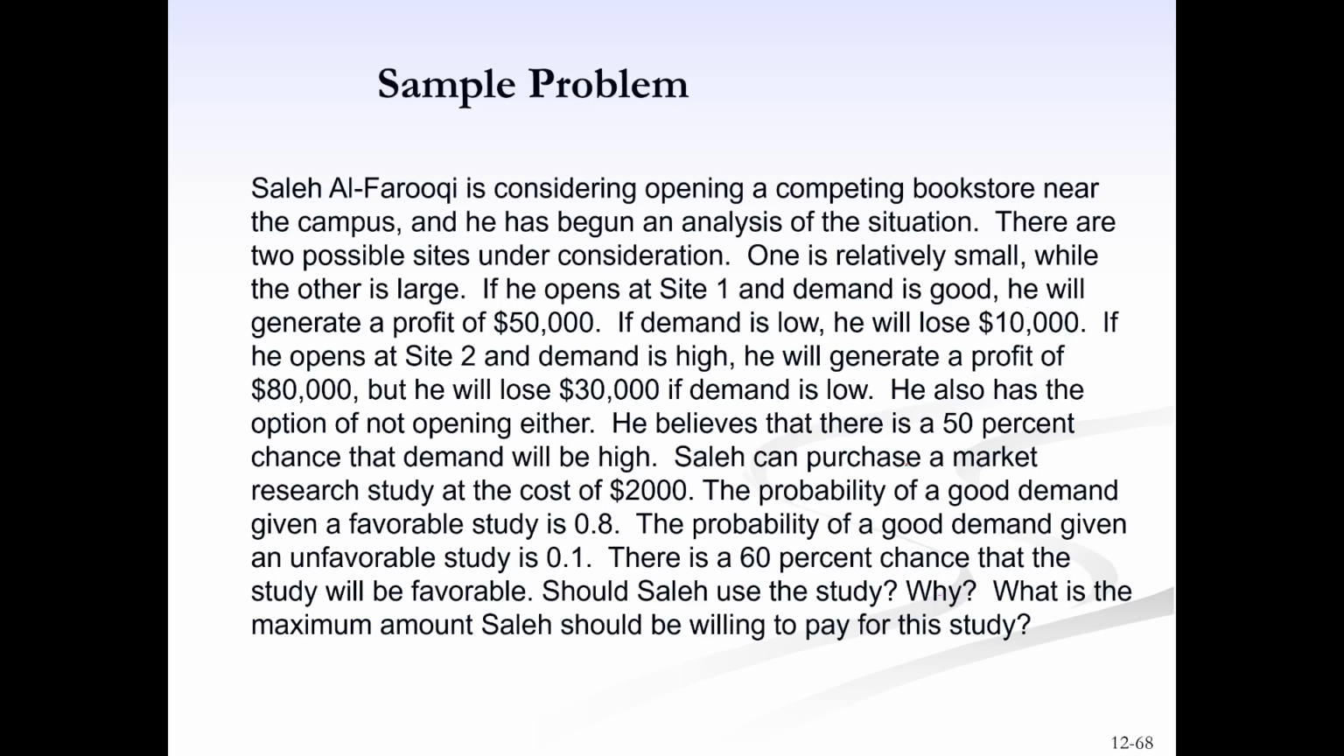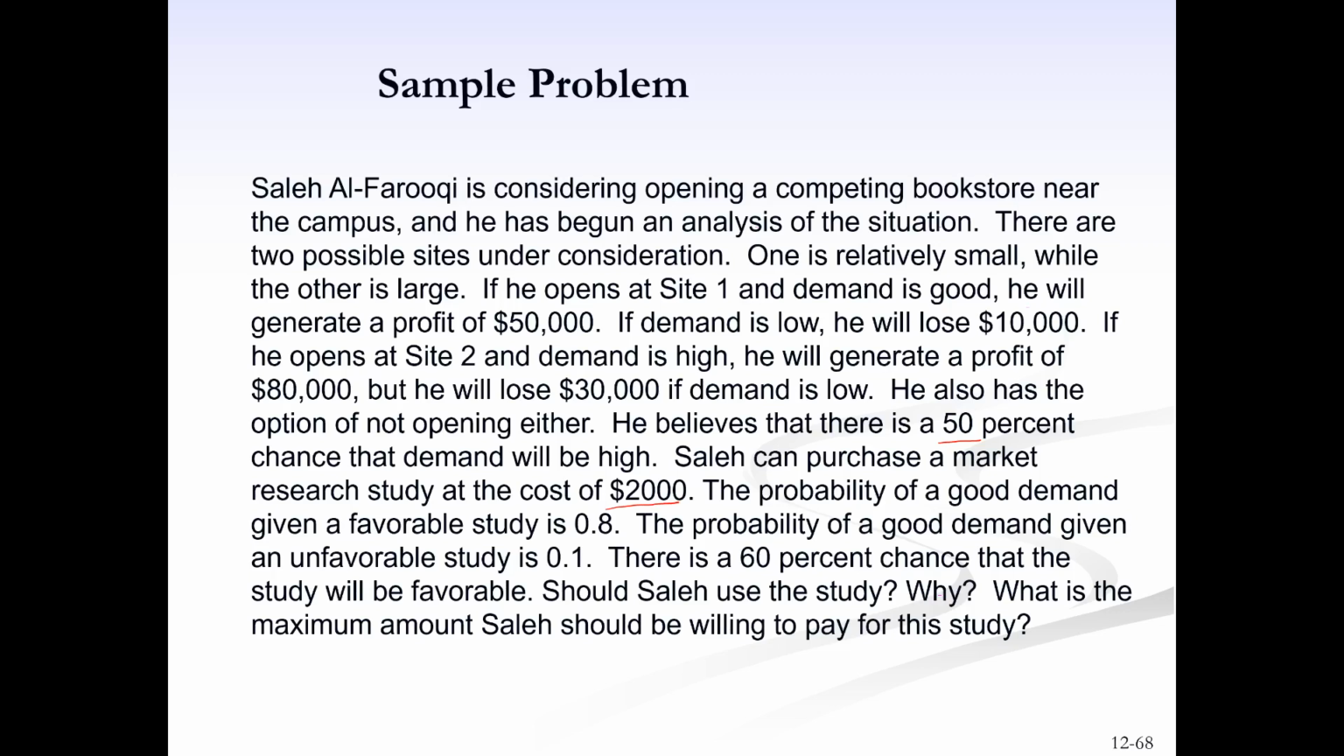He believes that there is a 50% chance that demand will be high. So we can say that this is the initial probability here. Which means 50% chance is high, then 50% is of course low. Saleh can purchase a market research study at the cost of $2,000. The probability of a good demand given a favorable study is 0.8.